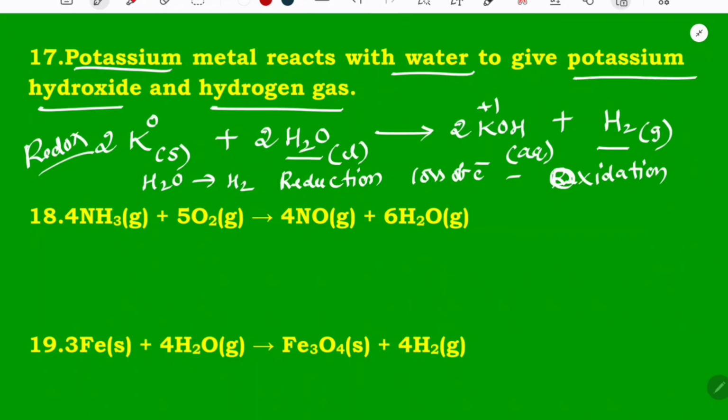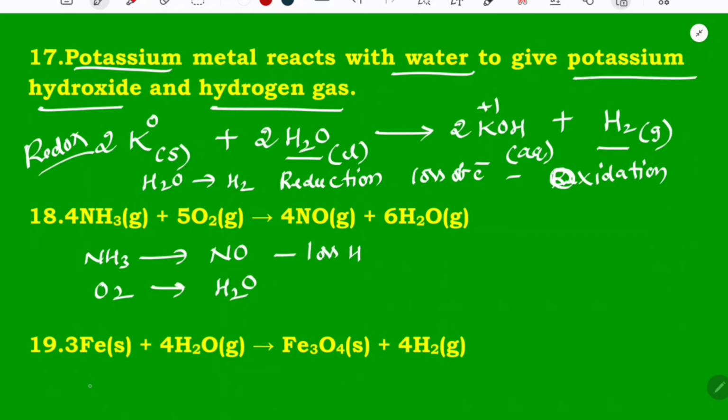Then next equation. Ammonia, so directly it is already a balanced equation. No need to balance here. So what type of reaction is this? Here you can see NH3 forms NO and oxygen converting to H2O. Here what happens?